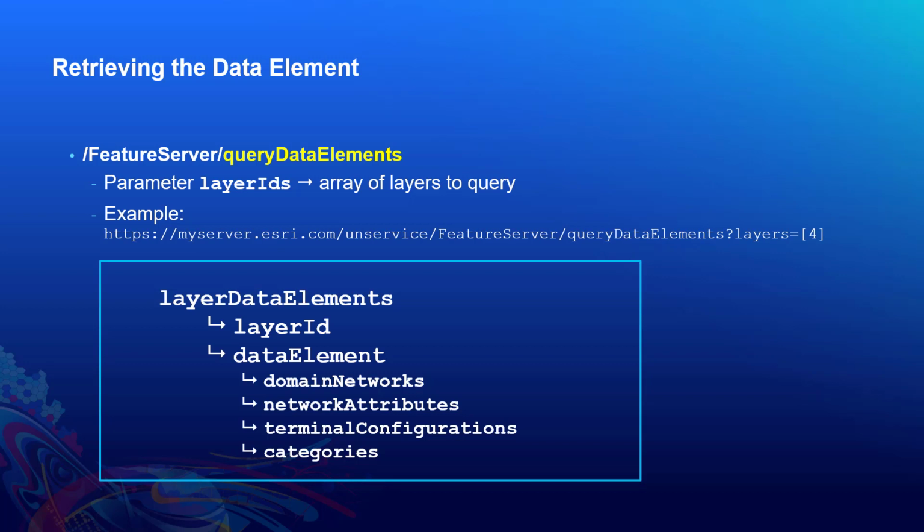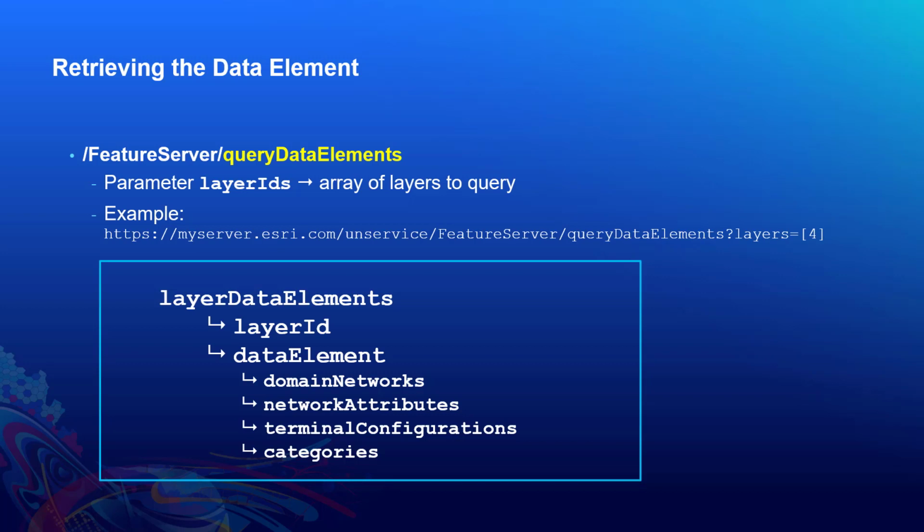Since the operation can be performed on many layers, layer data elements is an array that contains information about a single layer in each of its composing elements. Those layers are identified by their layer ID, and then you find the bulk of the information that really interests us, which is the data element itself.